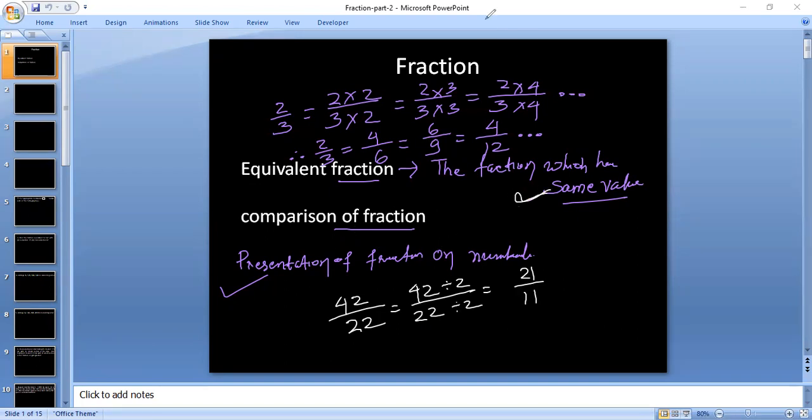Then we go to the next, that is comparison of fractions. After discussing all of these concepts, we'll be able to do exercise 7.2. So let's start. Try to understand the comparison of fractions.